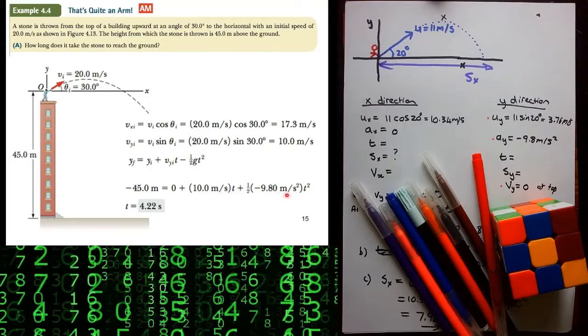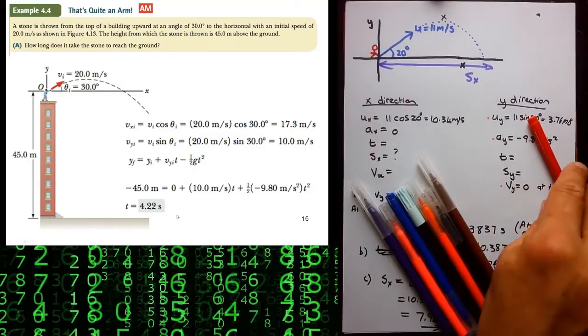and then it comes out to be that we find the time that the stone spends in the air is 4.22 seconds. We could have been asked an additional question: how far does the stone land from the building?